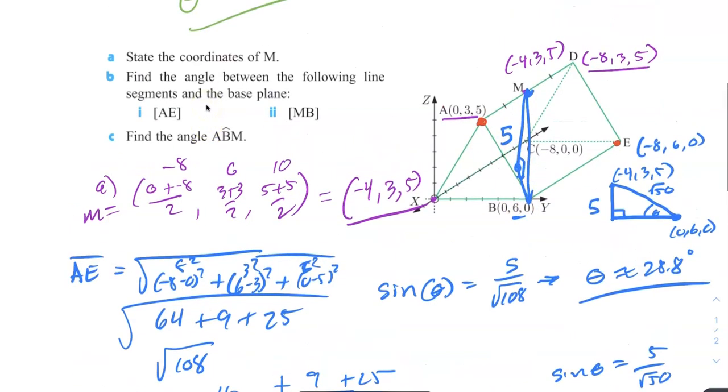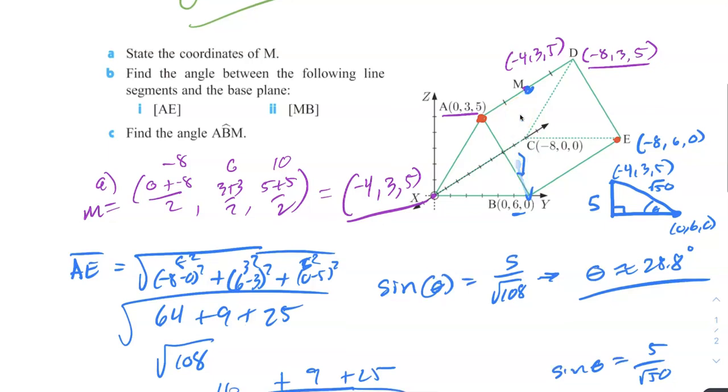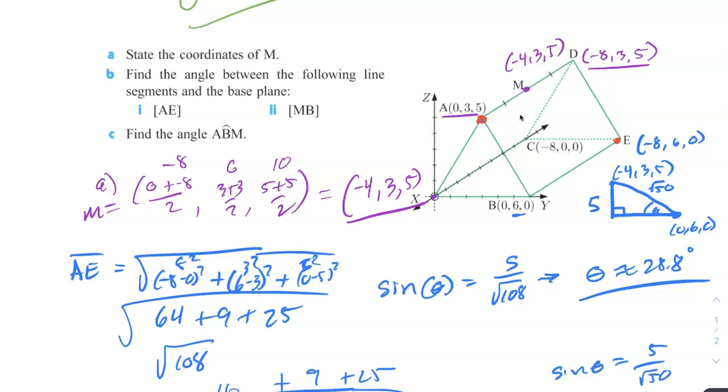And then finally, I want to find angle ABM. So A to B, and B to M. Now B to M we found already. We found this part right there. That was rad 50. So exact same line, right? This is B, that's M, exact same line. I want to find this angle here.